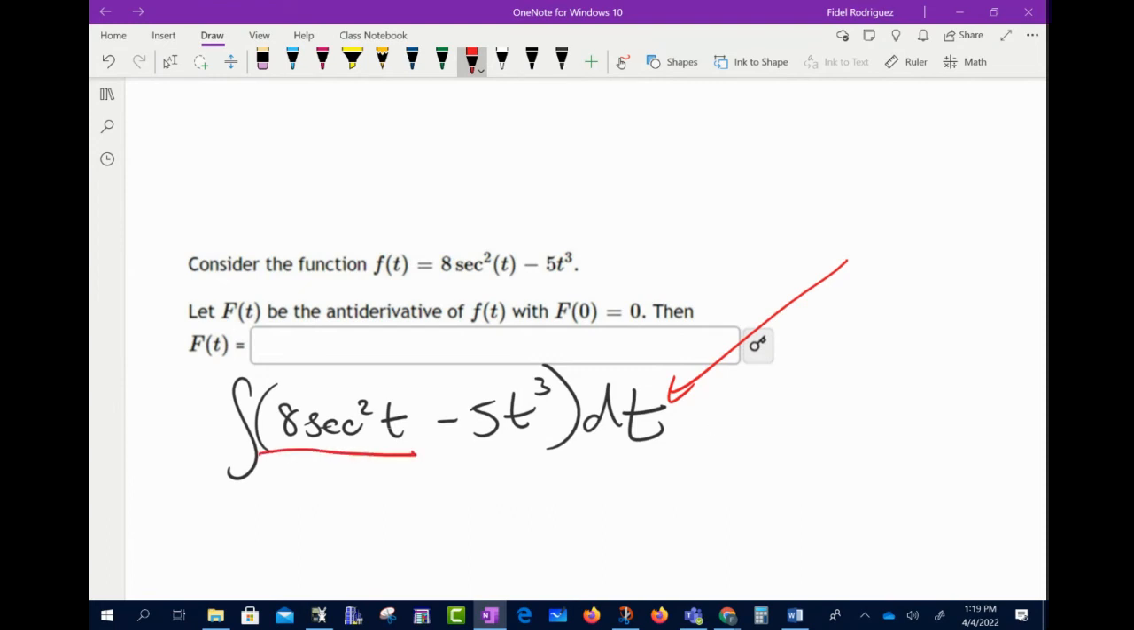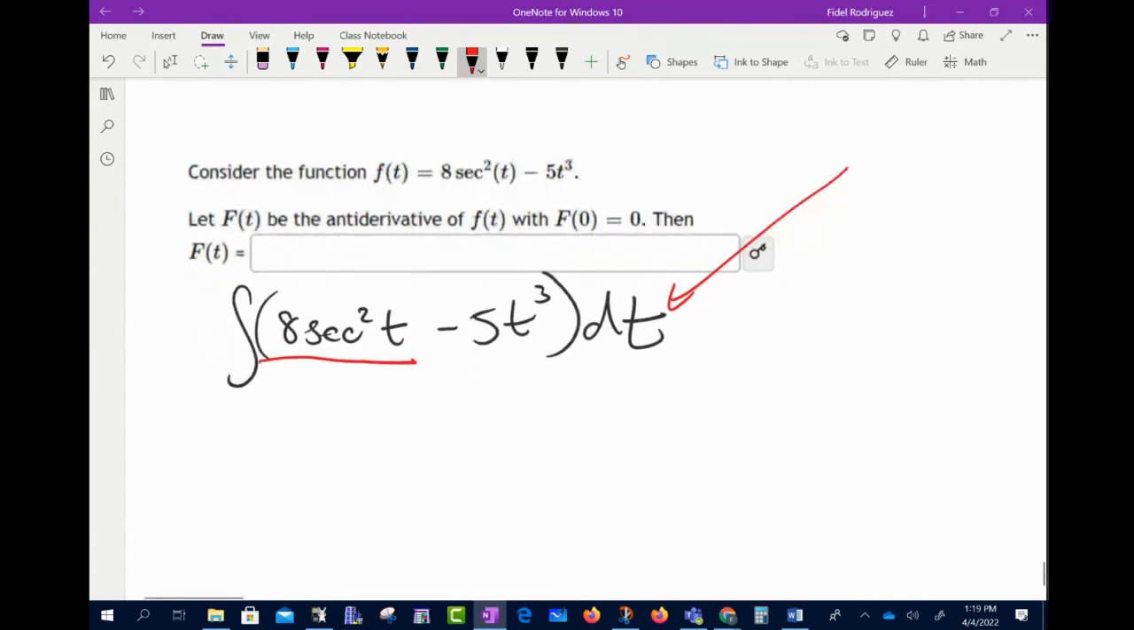What do I have to take the derivative of so that I get 8 secant squared t? Okay, 8 tangent squared t. Oh, tangent, yeah, sorry. 8 tangent t minus 5t to the fourth over 4, okay, plus my constant of integration, okay?